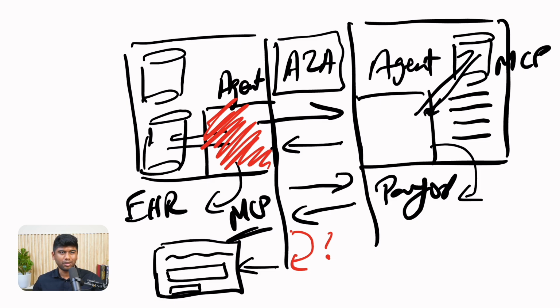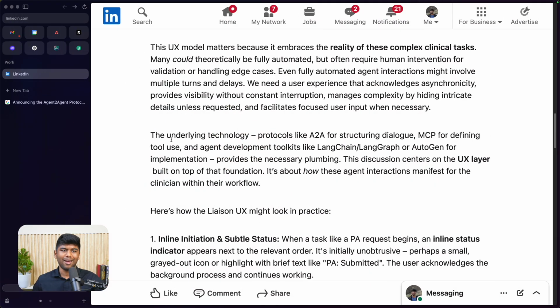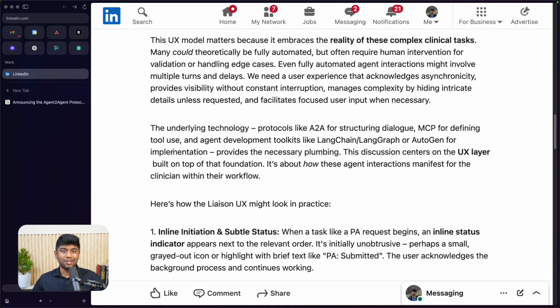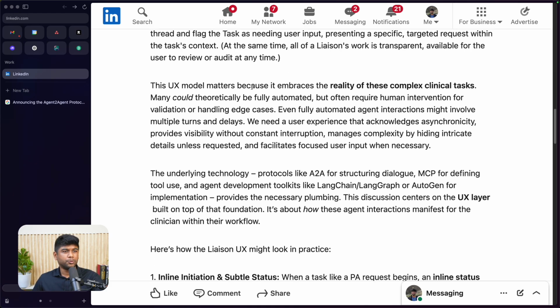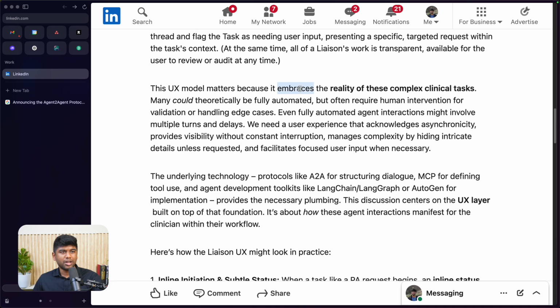If it needs something, it may ask, for example, hey, I'm not very sure about this particular drug that you prescribed. Can you explain to me more? And that becomes the conversation that the practitioner can have with the agent, and then clarify a few more things, right? And again, this could be structured data, but it could also just be natural language conversations with the agent. So the UX model matters because it embraces the reality of these complex clinical tasks.